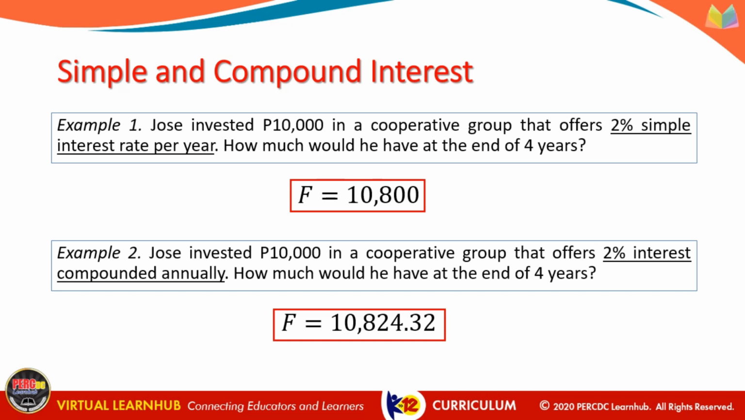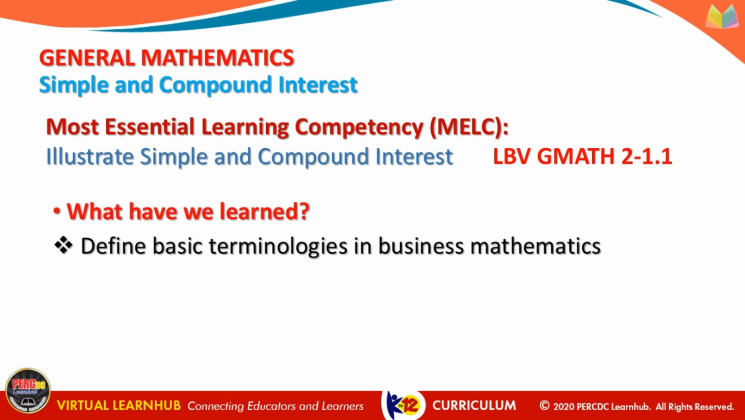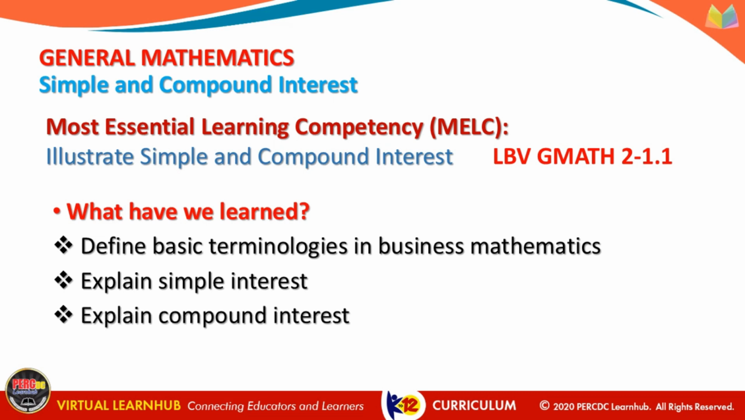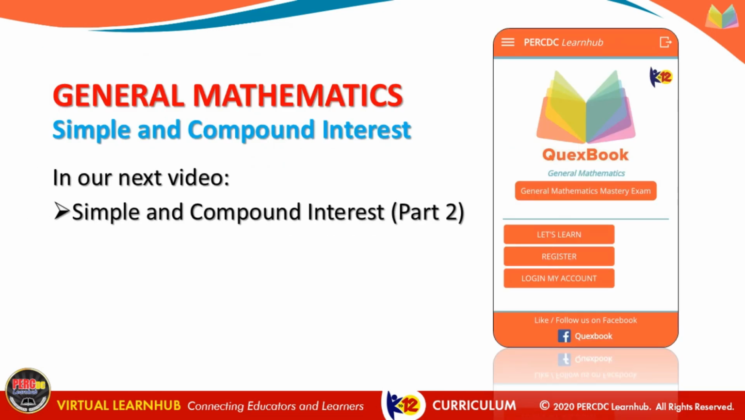And that's it for now. So what have we learned for today? We were able to define basic terminologies in business mathematics. We were able to explain simple interest, and we were also able to explain compound interest. In our next video, we will have simple and compound interest part 2. We'll be having more sample problems so that we can distinguish simple and compound interest from one another much better.